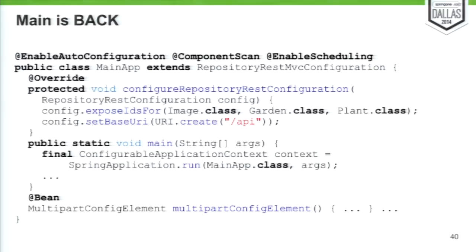And main is back. So that's the main interface for my Boot application. I have enable auto configuration, a couple of annotations out there, and some scheduling in there. I'm basically using Spring Data REST on the backend for my application to expose my data. So there's really not that much business logic in there.